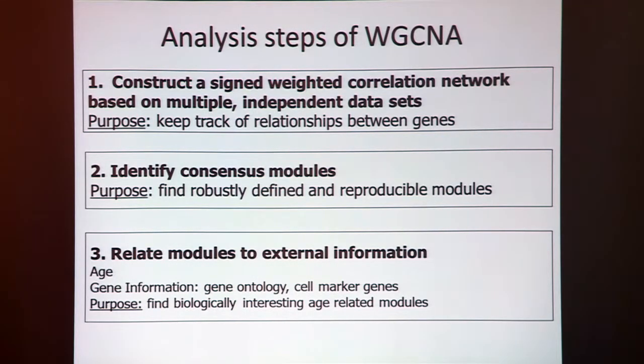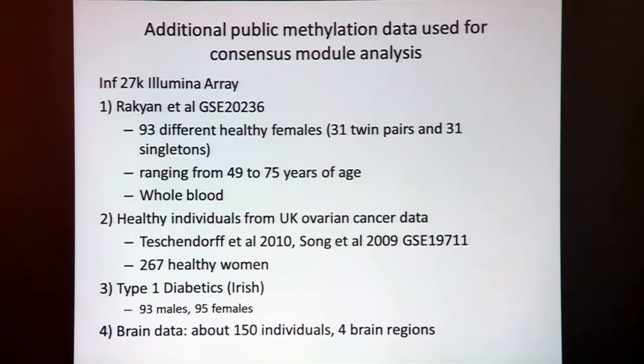First, we constructed signed weighted correlation networks in multiple independent data sets that I will describe in a second. Then we used our usual tools for identifying consensus modules, and then we related these modules to chronological age and gene ontology information. So I used publicly available methylation data and also data generated by my collaborator Roel Ophoff. And these came from various studies.